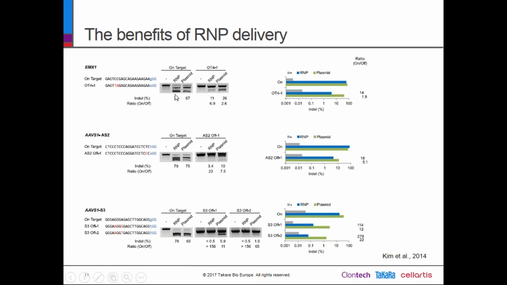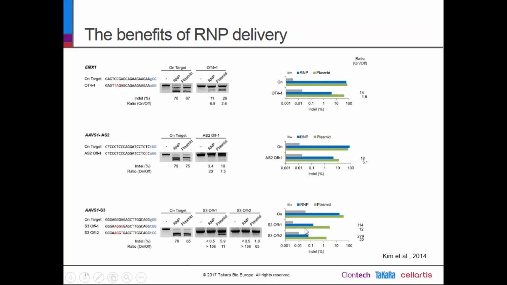Again, they did a side-by-side comparison of RNP delivery and plasmid, and what you can see here is that with the plasmid there are still quite high editing events at the off-target sites, whereas the RNP delivery gives higher specificity.